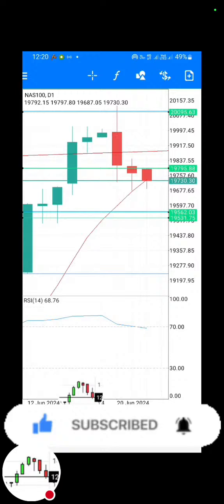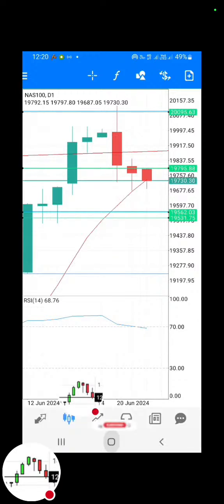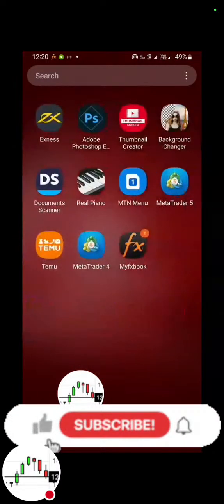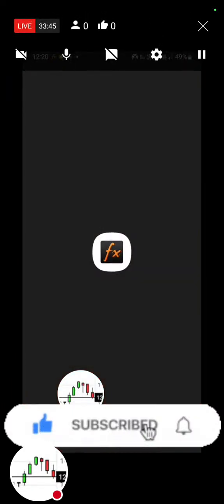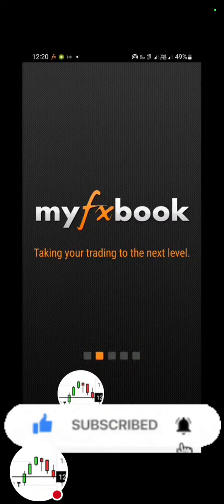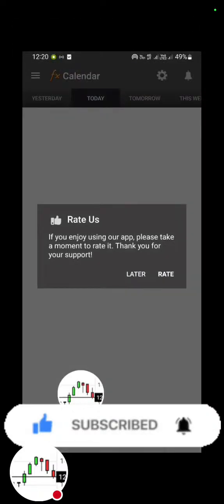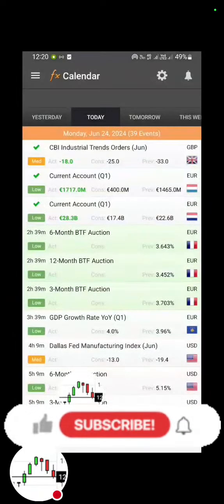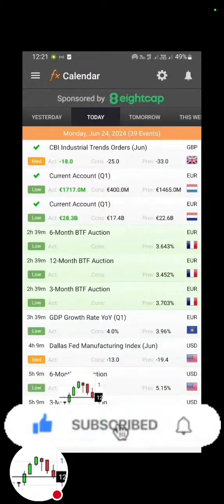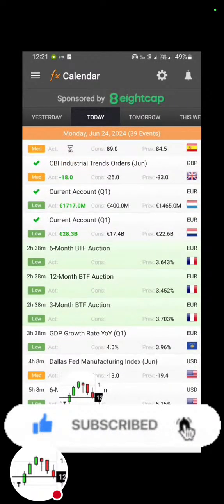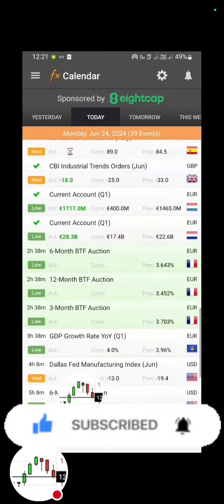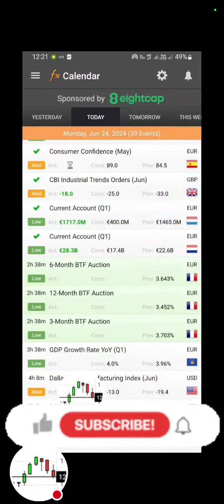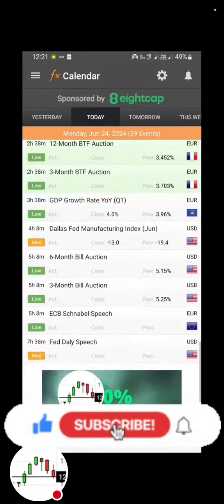Let's talk about fundamental strategy, which is a new strategy. First of all, you need this app, guys. My calendar or my FX book. You need this type of app. Actually, it's the best of the best. It can show you important fundamental events or news. So in this case, we did have some fundamentals, but they were not strong enough. Medium, they have to stay high in a red box, not medium.